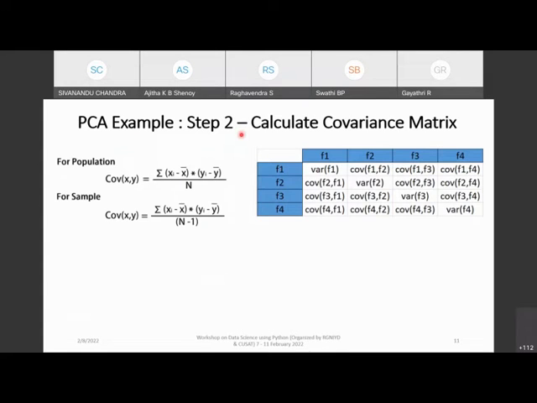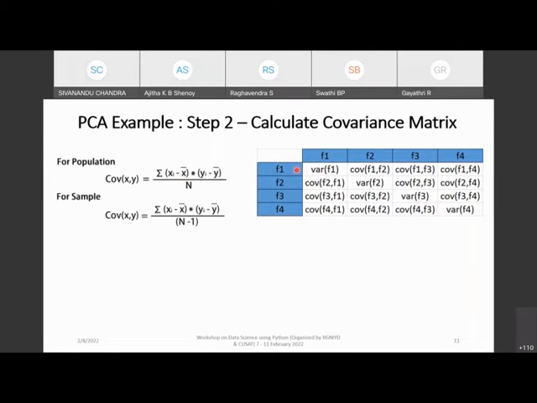In the second step, you are going to calculate the covariance matrix. Covariance is always between two variables. You can calculate the covariance between F1 and F2, between F1 and F3, and between F1 and F4. Similarly, F4 and F1, and F4 and F4. Whenever you calculate the covariance between the same variables, F1 and F1, the covariance is nothing but the variance. You can just see that in this particular formula.